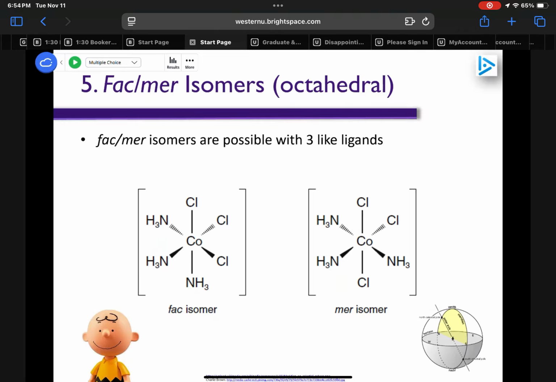This one is called the mer isomer. It's like the meridian that goes through our planet. That's where the name comes from, mer.